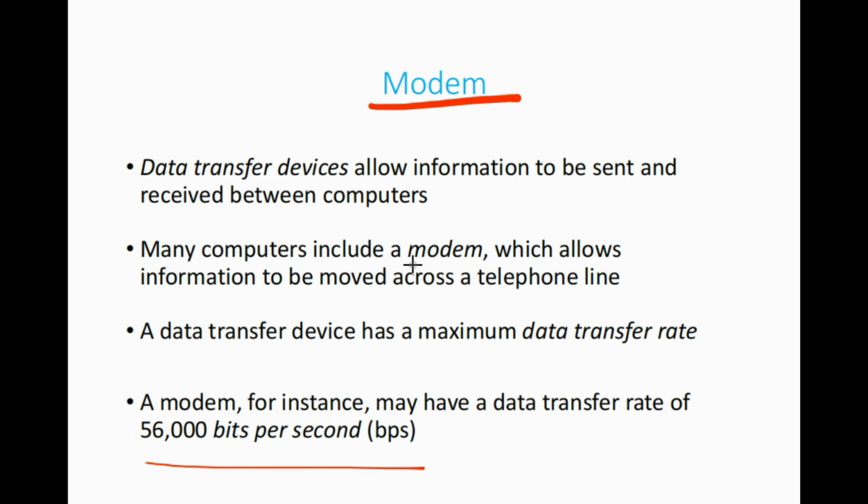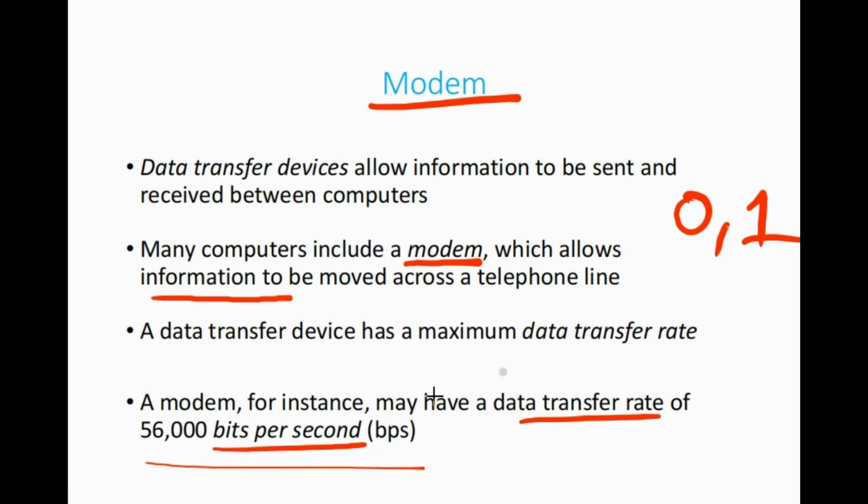So many computers come with a modem, which allows information to be moved across a telephone line. That's basically the use of a modem. And of course, it comes with a data transfer rate, which is measured in bits per second. When you're talking about a bit, you're talking about a 0 or a 1. So 56,000 bits, or 56 thousand zeros and ones, are transferred per second in most cases.